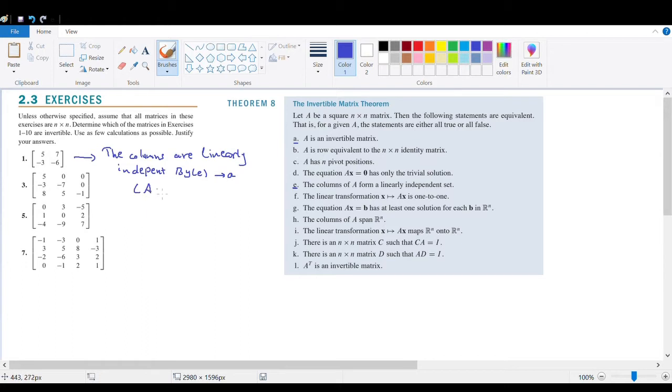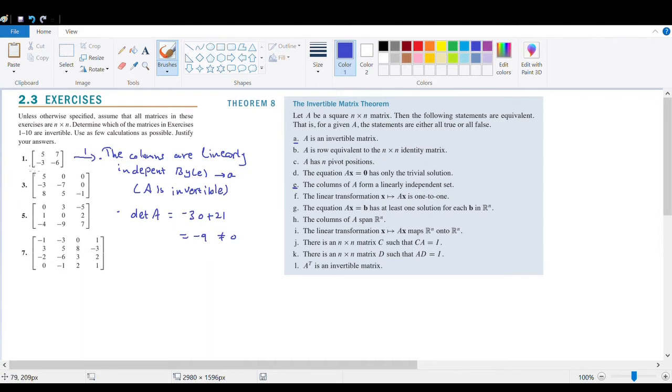Or you can find the determinant, this is another way. The determinant of A is 5 multiplied by minus 6 minus 3 multiplied by 7. This will give us minus 30 plus 21, which is equal to minus 9. So the determinant is not equal to 0. That means our matrix is invertible. So this is the answer for number 1.